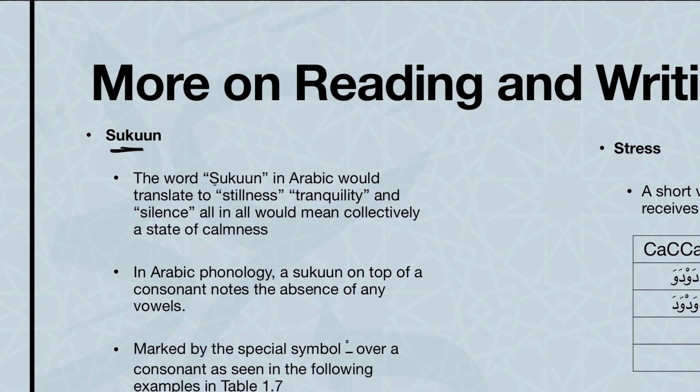So the word sukoon in Arabic would translate to something like stillness or tranquility or silence, and anything that is calm or that makes you calm. That's why we call the residents or inhabitants of a house sukkan, because they go into this place and quiet down, tone down a little bit. It's not as active. But in general, the root of sakana, the sin, kaf, and noon, would collectively mean something relating to calmness or something that is very quiet.